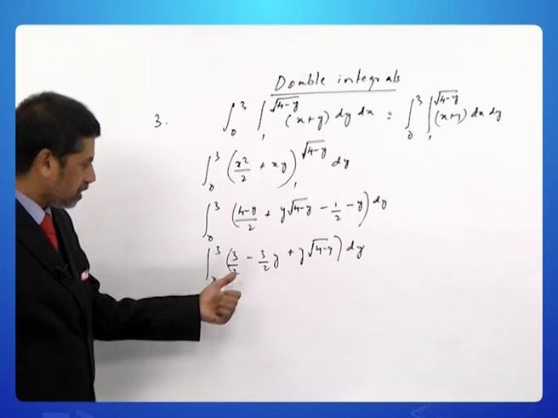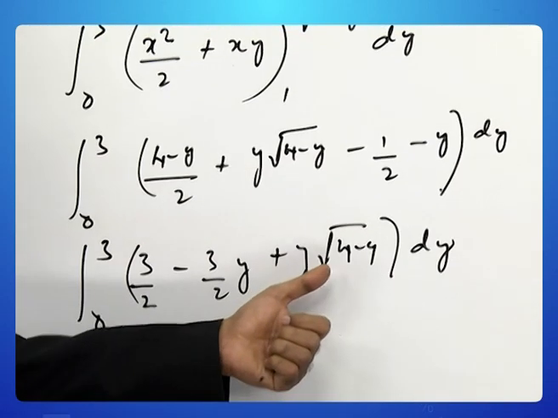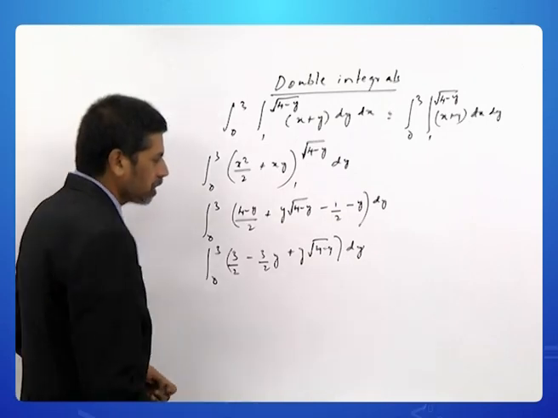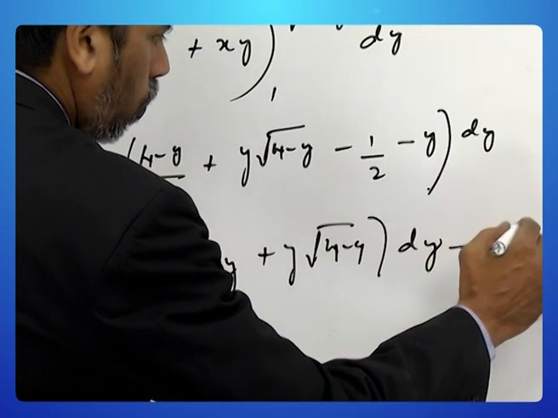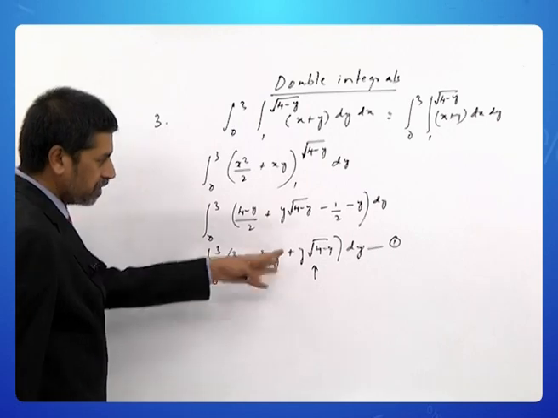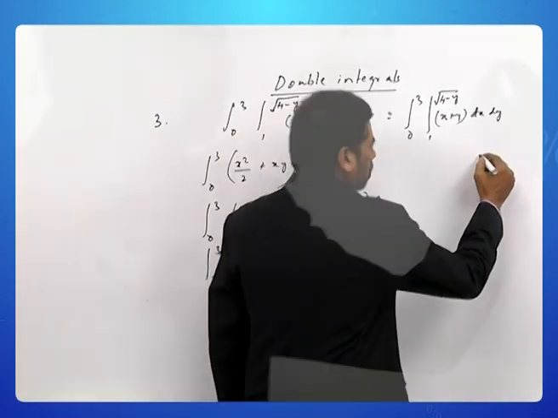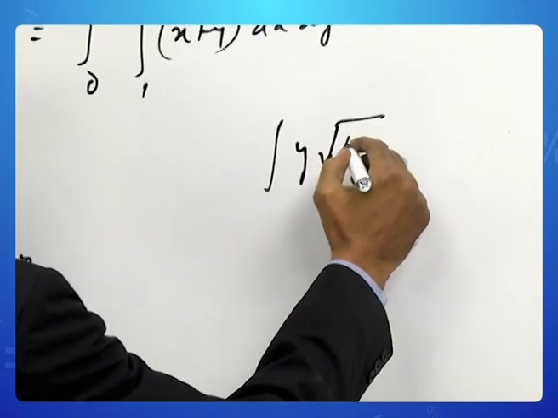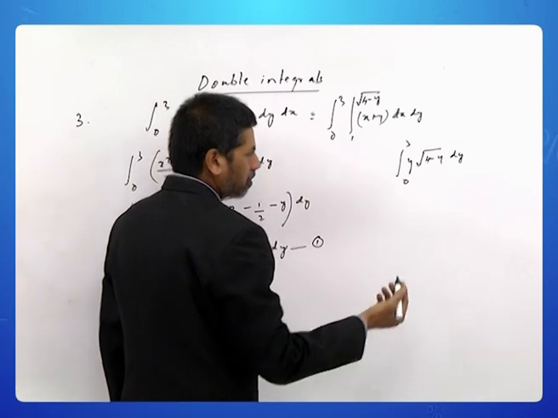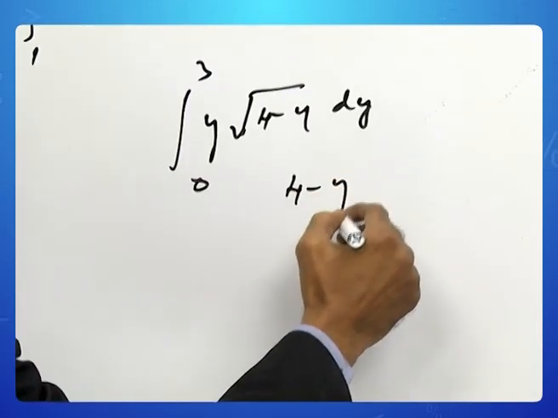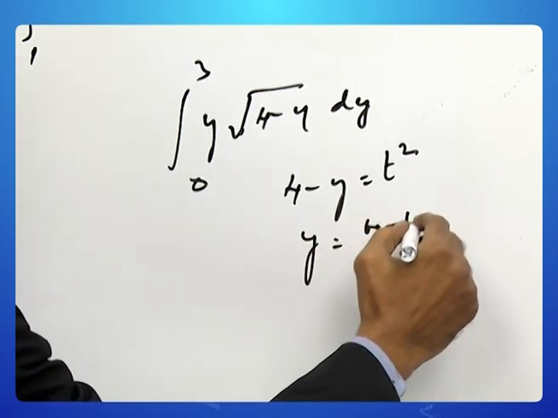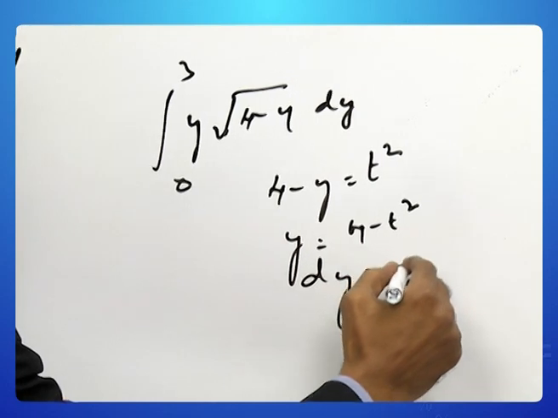You can find that there is nothing much to be worried about in these two, but the integration of this with respect to y is going to be important. So first I will call this 1 and concentrate on this integration, and then I will feed it into this one. Integral y root 4 minus y dy from 0 to 3. Several methods are there, but the easiest would be 4 minus y equal to t squared. So y is equal to 4 minus t squared. Dy is minus 2t dt.